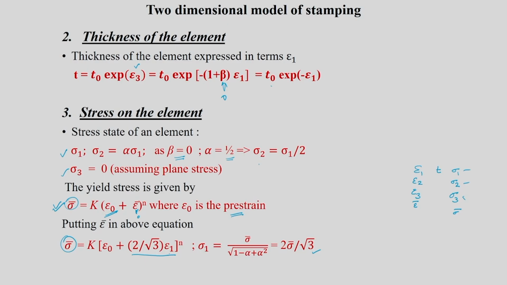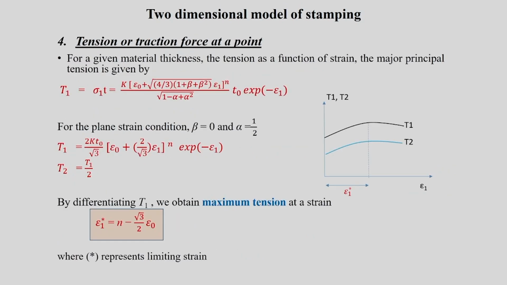Now, there is one important point: we have changed this equation to sigma bar is equal to K (epsilon naught plus epsilon bar) power n. Now what is going to happen? If you want to get T1 and T2, which were introduced in the previous section, where T1 and T2 are nothing but the traction force or tension, like this diagram we discussed in the previous class: on the y axis you have T1, T2, on the x axis epsilon 1, and T1, T2 are going to vary like this, and these two are related by alpha.